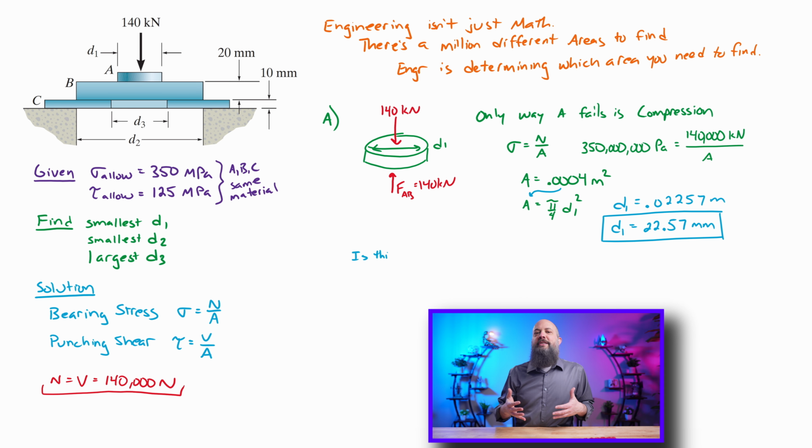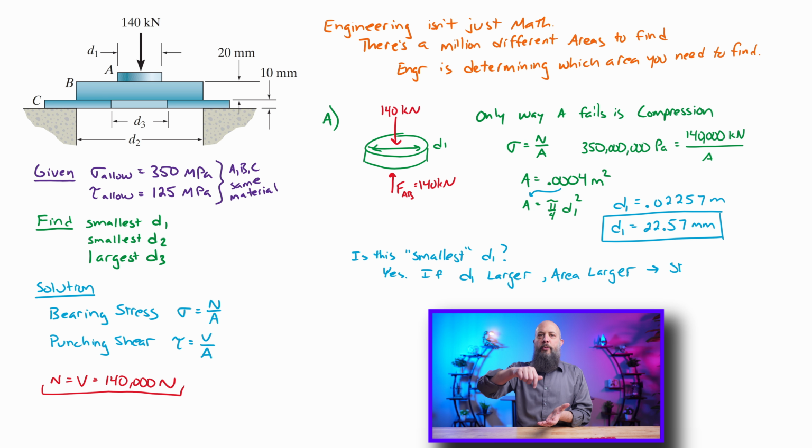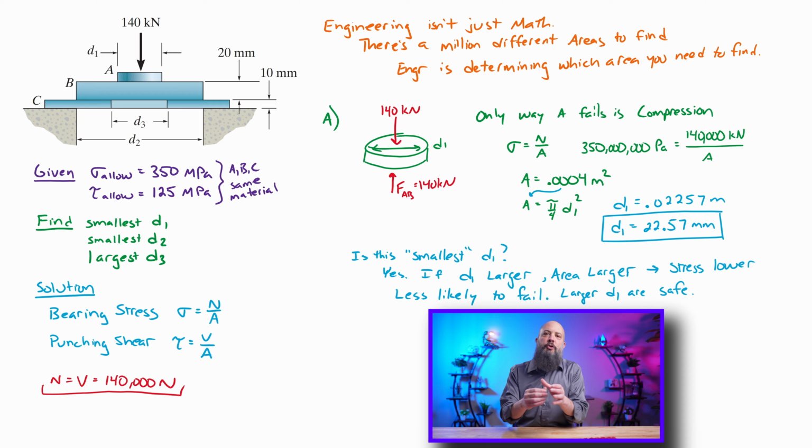And of course, this is a minimum diameter because if we made the diameter larger, then the 140,000 newtons would be spread out over a wider area, which would mean less stress, which would be safer. So a larger area is safer, so this diameter is a minimum.